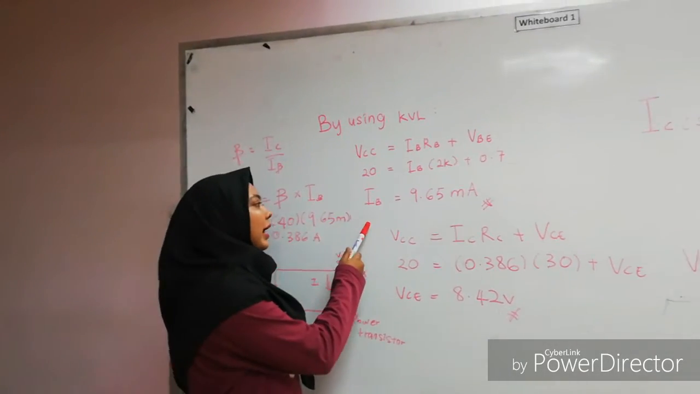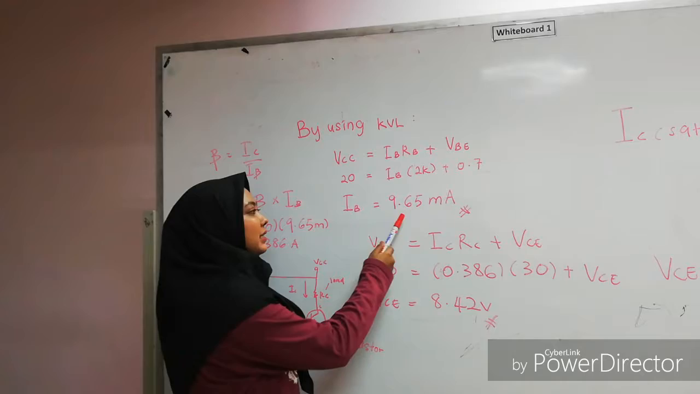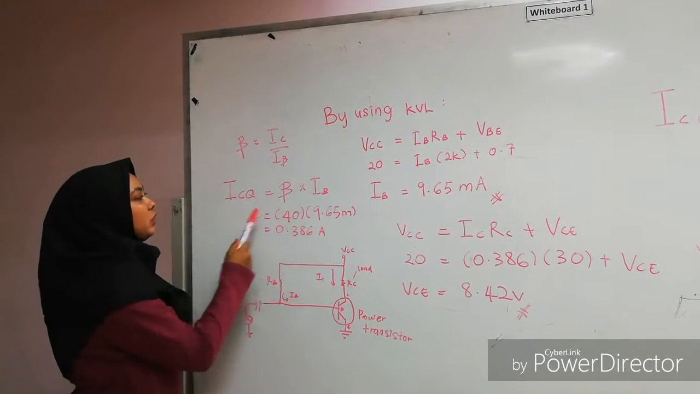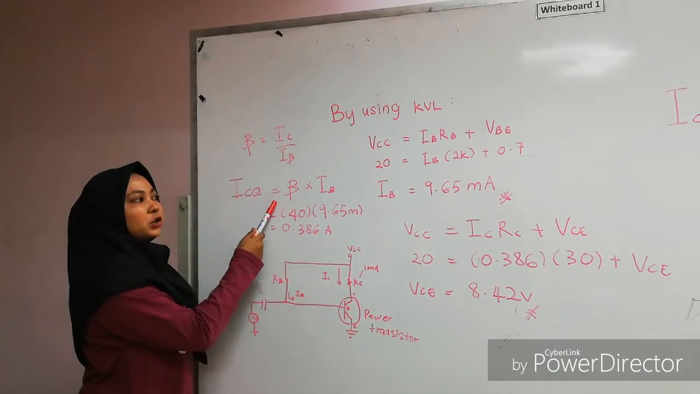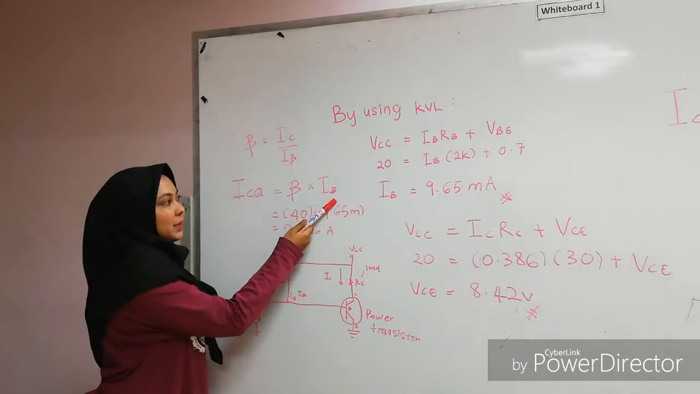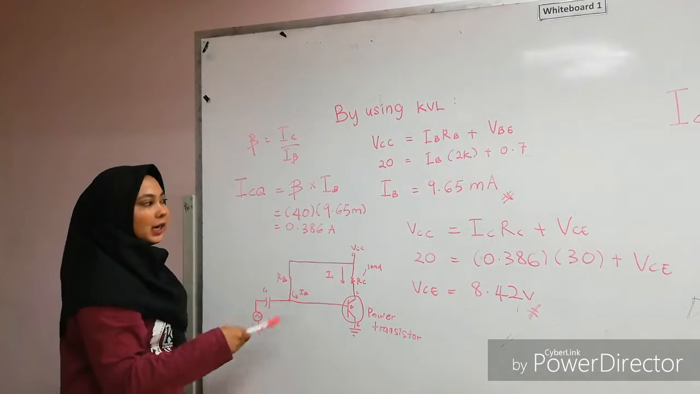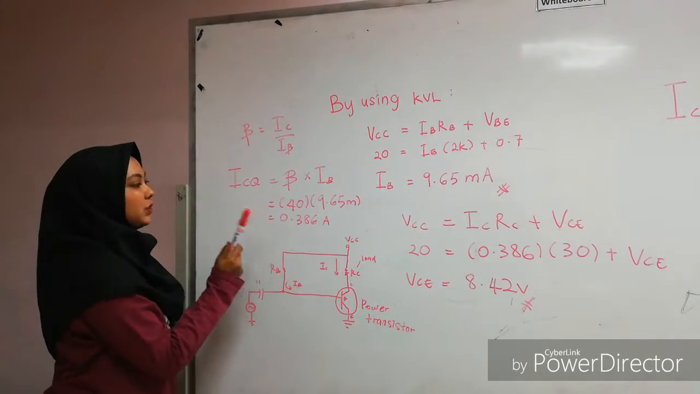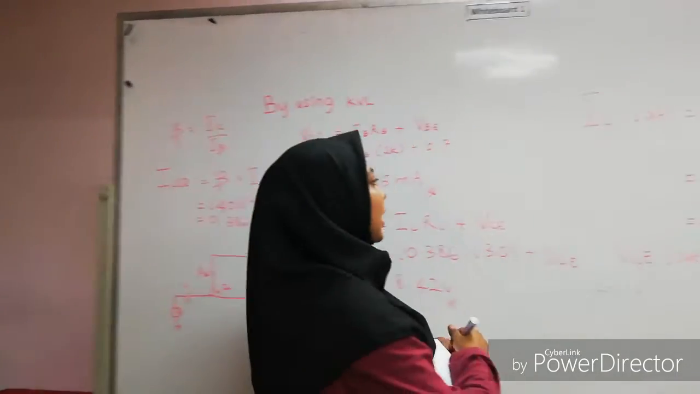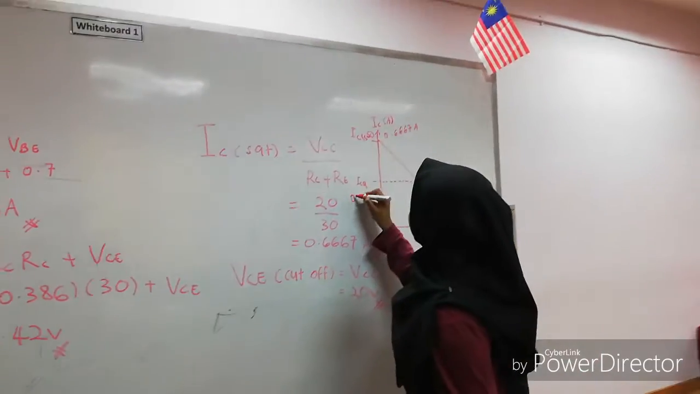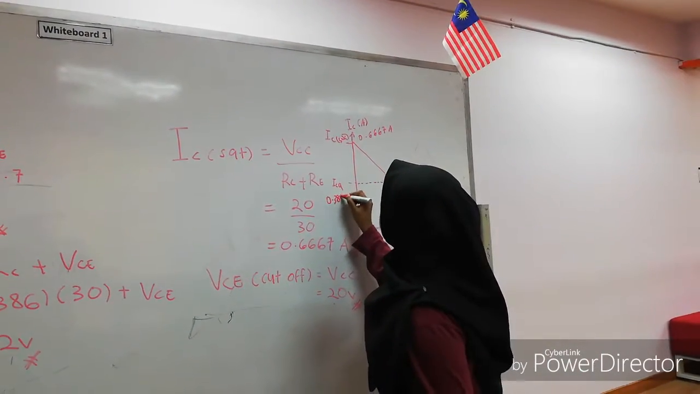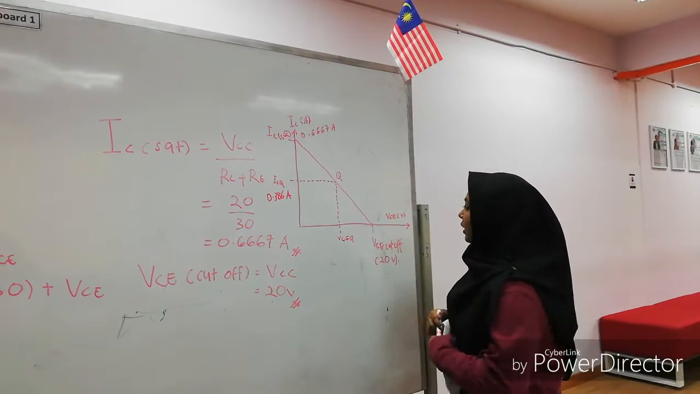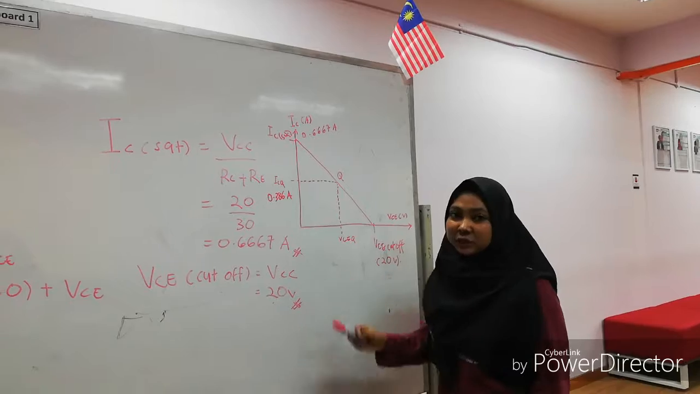So when the value of IB is 9.65 milliampere, we insert this value into this equation, which is ICQ equal to beta times IB. Beta has been given in the question. So when we multiply beta by IB, we will get the ICQ, which is 0.386 ampere.